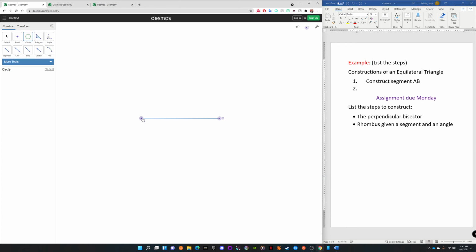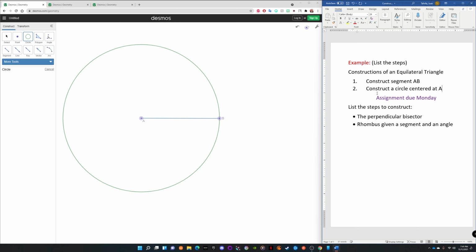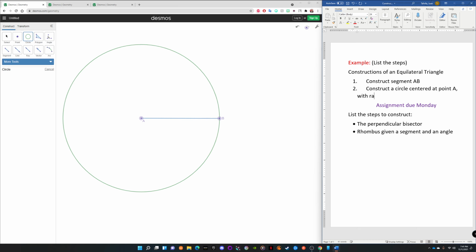You want to be very precise with the language. You must include these things. You want to construct a circle centered at A. You can see the center of the circle is at A. Construct a circle centered at A, and the radius is defined from the center to the end of the circle. So circle centered at A with radius AB. So construct a circle centered at point A, comma, with radius AB.